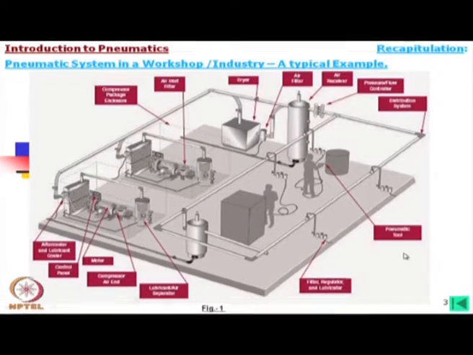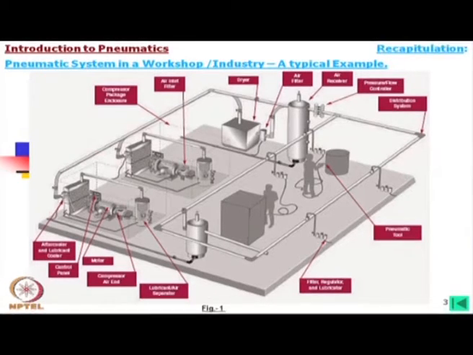Now, this is a typical schematic or artistic view of a plant. Here we find the compressor, and usually with this compressor there will be another standby compressor also. So that if one fails, the other can be operated, or intentionally to reduce the load on a compressor, particularly from heating, we may use 2 compressors instead of 1 large compressor.